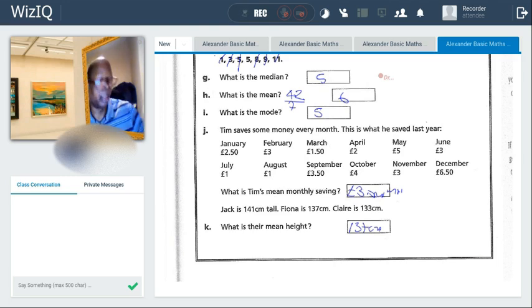The formula is going to be n plus 1 over 2. n is the total number of data. So you count the data, how many there are: 1, 2, 3, 4, 5, 6, 7, 8, 9, 10, 11, 12, 13, 14, 15, 16, 17, 18, 19, 20. So it's going to be 20 plus 1. 20 plus 1 is 21, and divided by 2 is going to be 10.5.